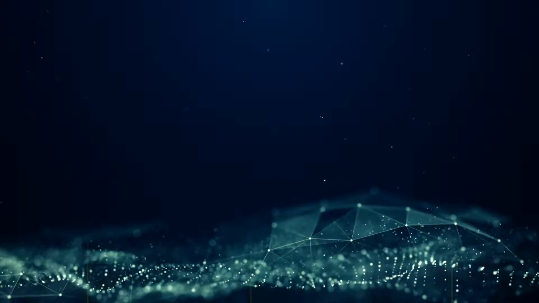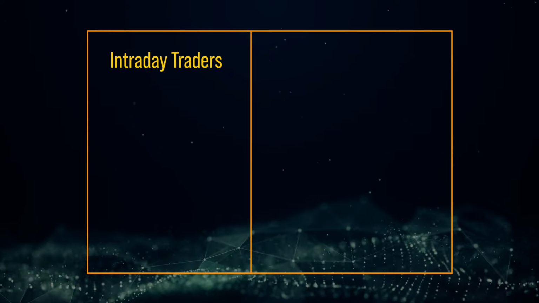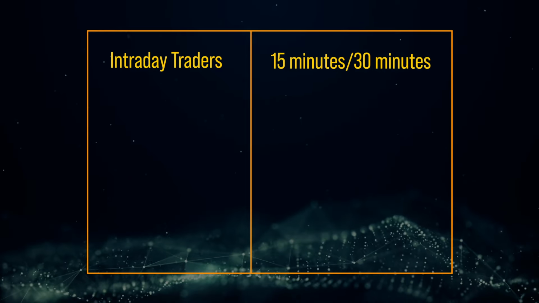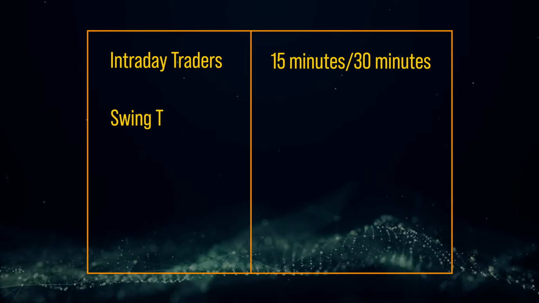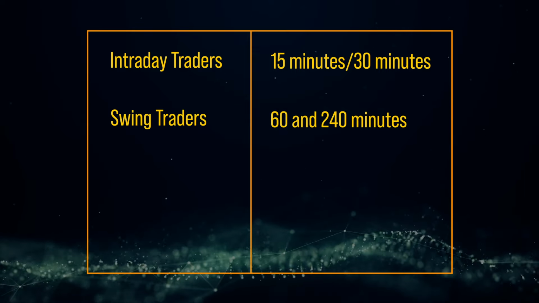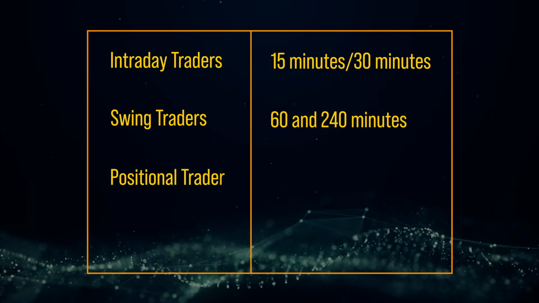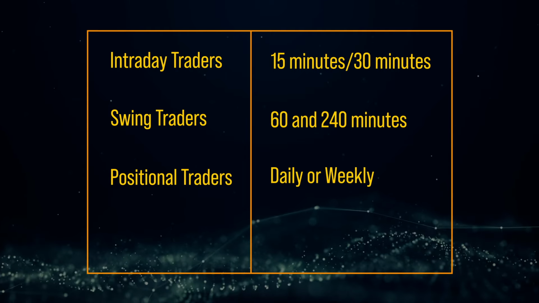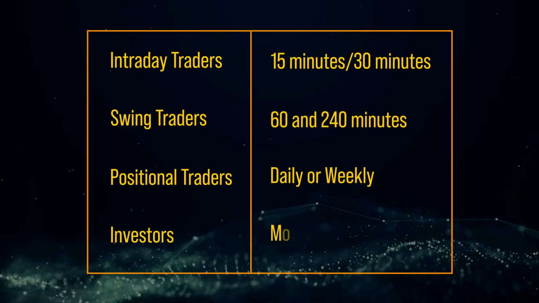This strategy can be applied to any time frame with equal effectiveness, although lower time frames are likely to give more signals or more trades, and likewise higher time frames are likely to give fewer signals and fewer trades. While intraday traders typically use 15 minutes or 30 minutes for this strategy, swing traders would use 60 and 240 minutes. Positional traders will use daily or weekly, and investors would use monthly time frames.